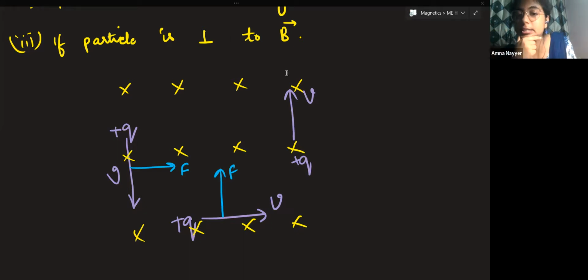Abia, upwards? No. See, if I keep my hand towards the velocity like this, the magnetic field is inwards. So I have to curl my fingers inwards. Where is the thumb leading? Leftwards, minus i cap, this direction.